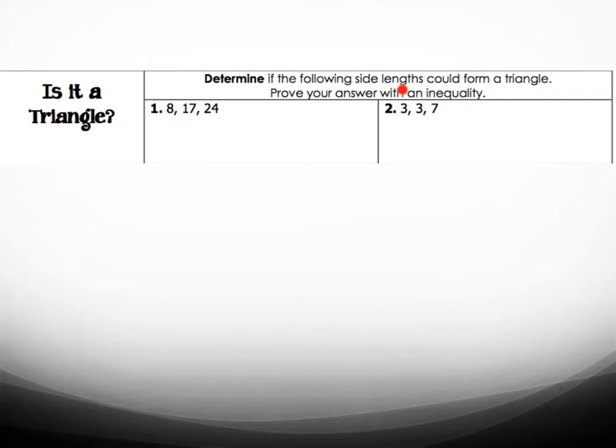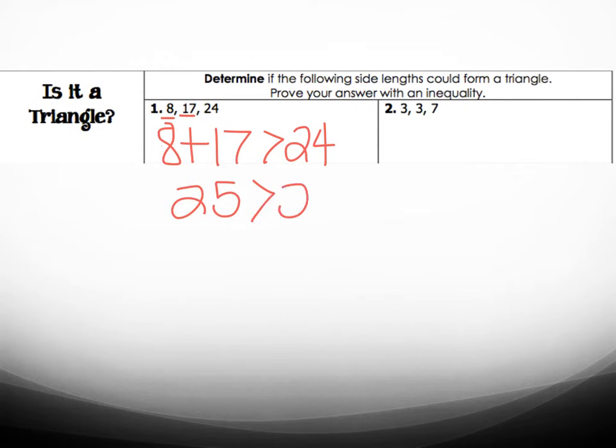Determine if the following side lengths could form a triangle. And we're going to prove our answer with an inequality. Is it a triangle? Well, according to the theorem, you want to take the two smaller sides, so that would be 8 and 17. So we need 8 plus 17 to be greater than 24. That's the triangle inequality theorem. So 8 plus 17 is 25. The question is, is 25 greater than 24? Yes. So can those three segments form a triangle? And the answer is yes.